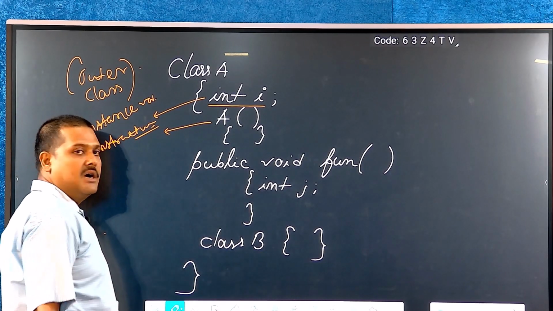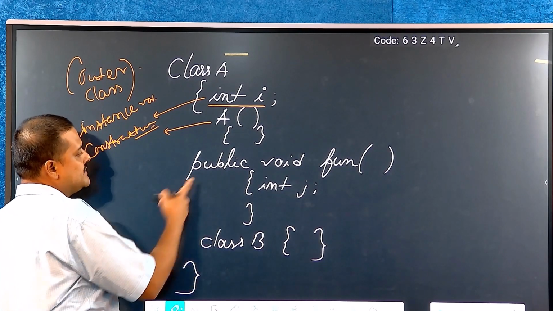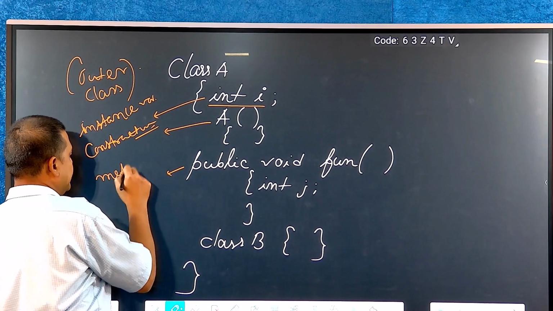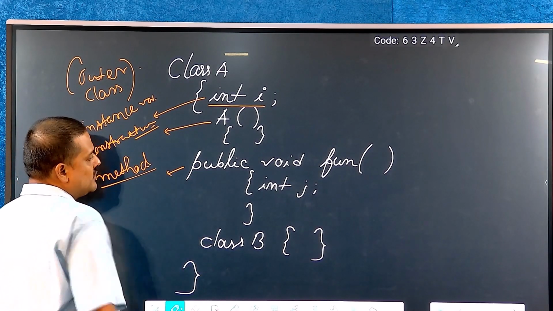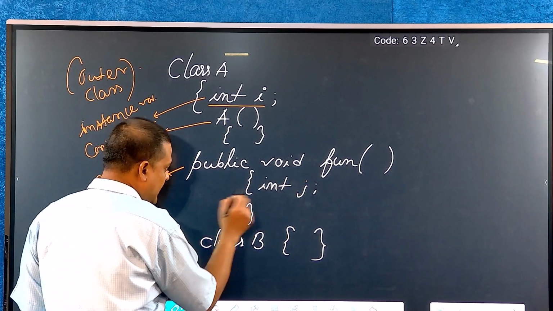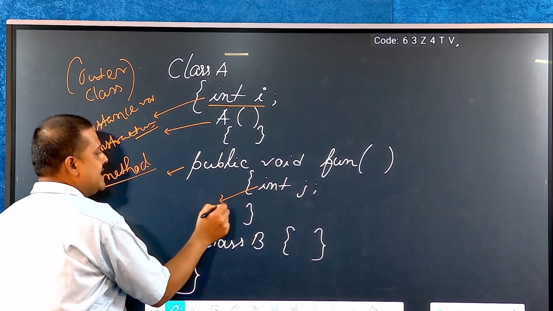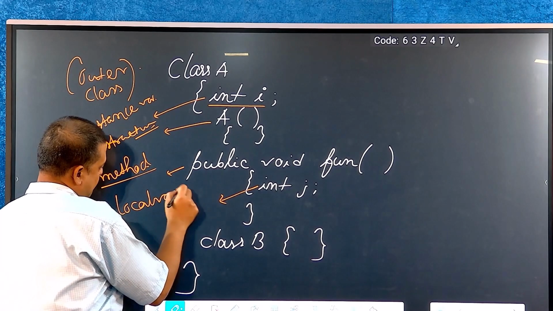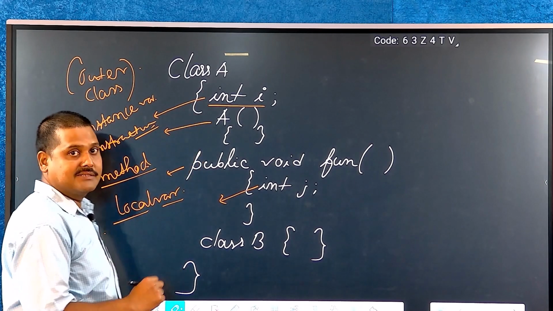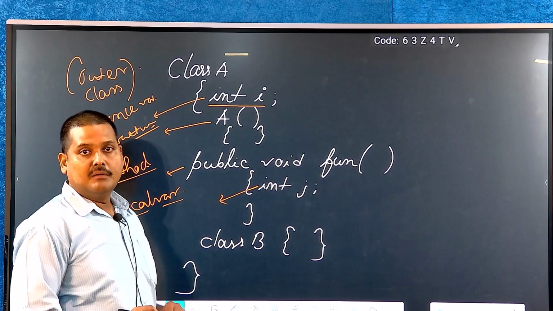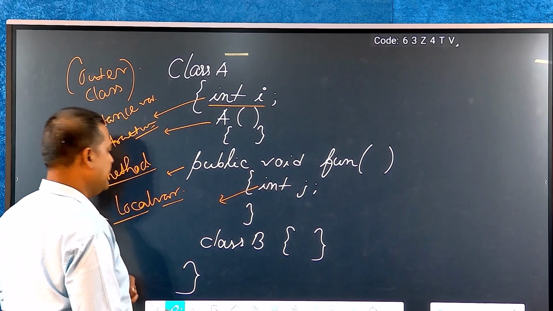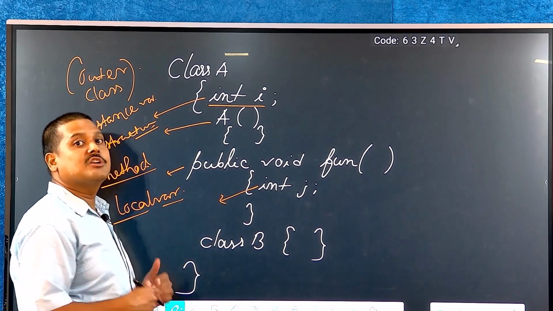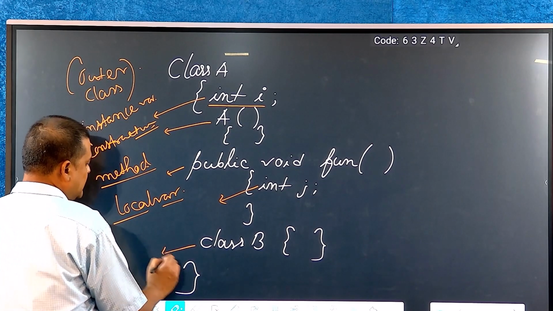This is a method. Fun is a method which is declared as public void. In this method there is a variable, and this variable j is called a local variable. It is not a member of the class directly, it is a member of the method that we have written here. Class B is another class inside the class, like a structure within a structure. So, this is called an inner class.